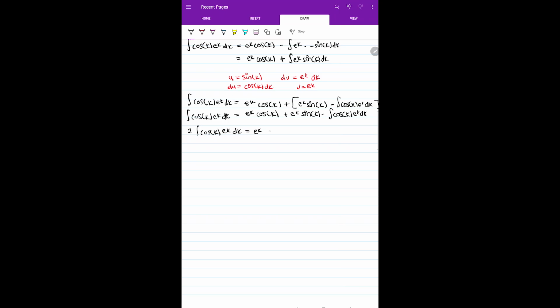equals e to the k cosine k plus e to the k sine k, and then now we divide by 2 to get rid of that. Dividing by 2 is the same thing as multiplying by a half. That looks ugly, so I'm going to rewrite that. We are multiplying the whole thing, so put the brackets.